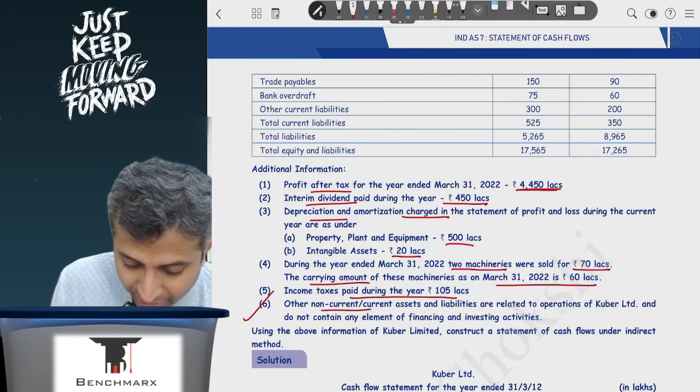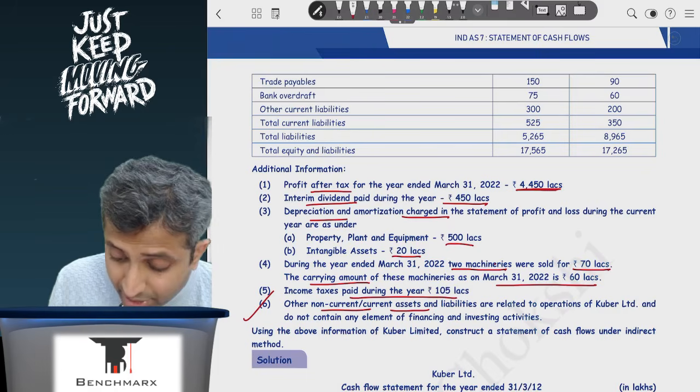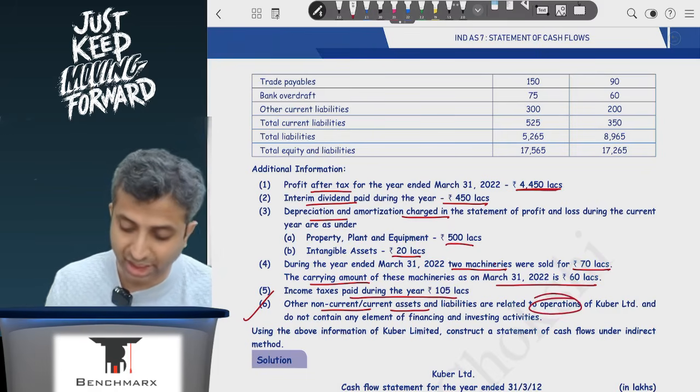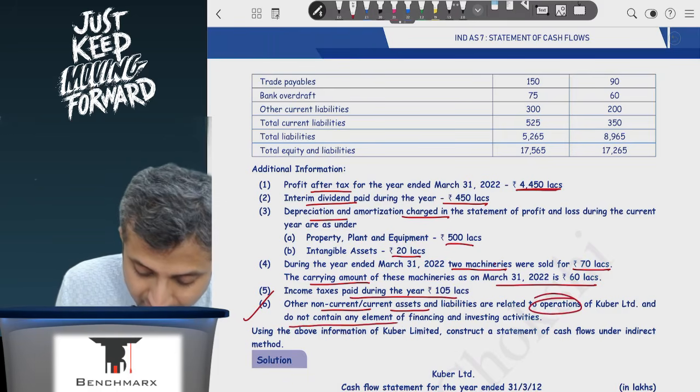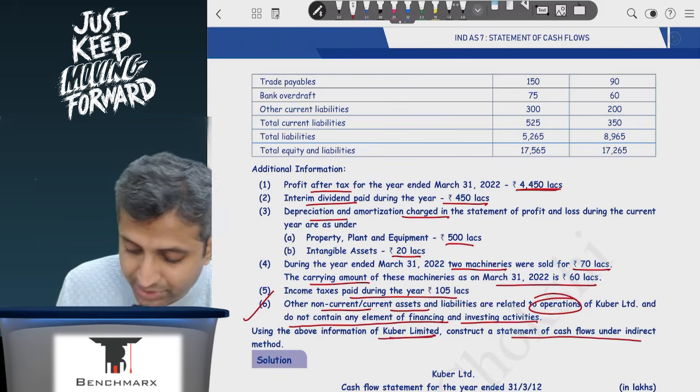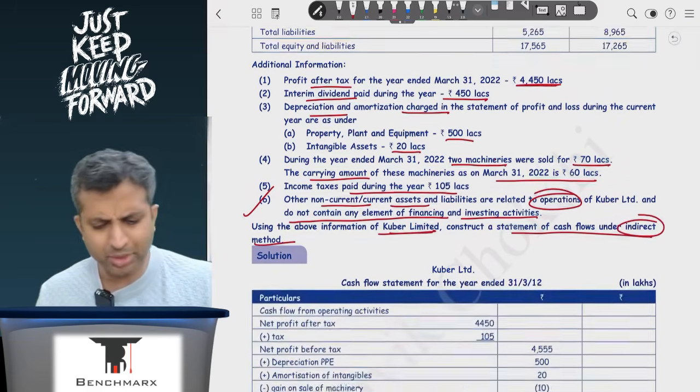Other non-current assets or current assets and liabilities are relating to operations, and hence even if they are non-current, they will impact the cash flow and do not contain any element of investing or financing. From the above, construct a cash flow statement under the indirect method. So what you will do is you will prepare this entire format.